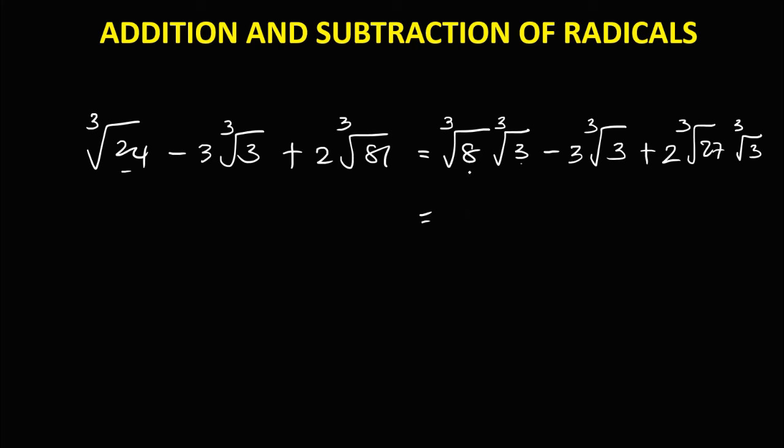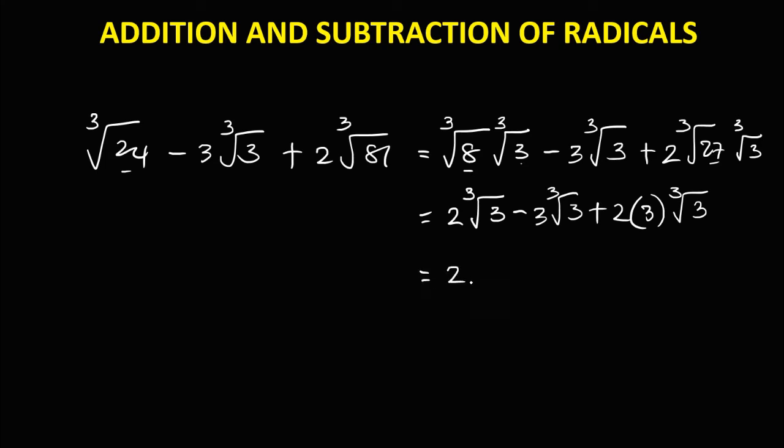Then simplify. So cube root of 8, that's 2 times cube root of 3. Then minus this 3 cube root of 3. Then plus 2 times cube root of 27, so that's 3 times this cube root of 3. Then we have this 2 times cube root of 3 minus 3 times cube root of 3 plus this 2 times 3, that's 6, then this cube root of 3.